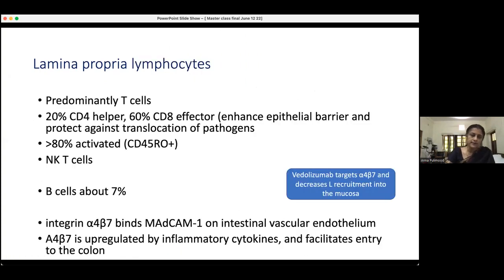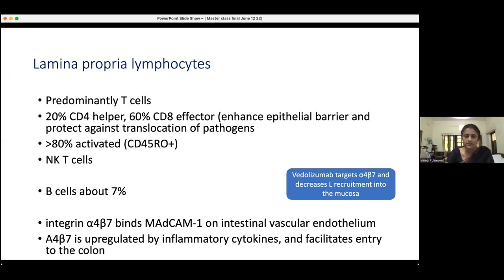So lymphocytes, the predominant lymphocytes are T cells. They're probably the most dominant cell, if not for plasma cells. And among the T cells, most of them are effector CD8 cells. Some of them are CD4 cells. And most are activated T cells. So they're ready to react to anything that comes in to stimulate them. There are also natural killer T cells.